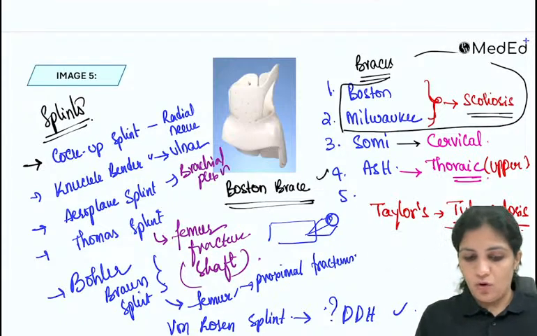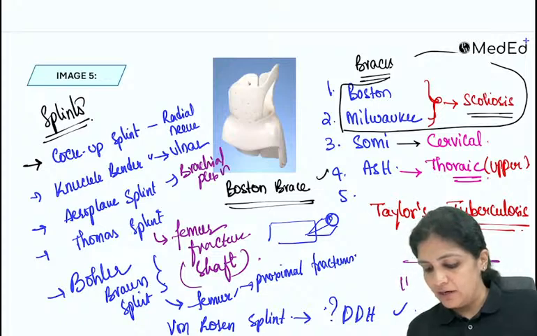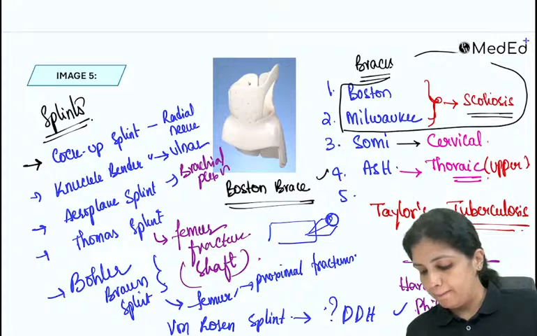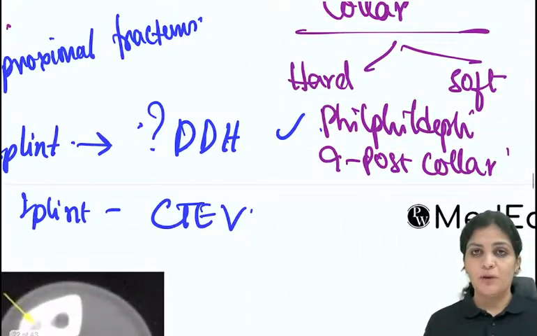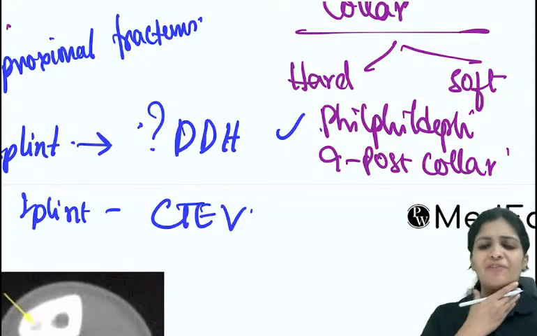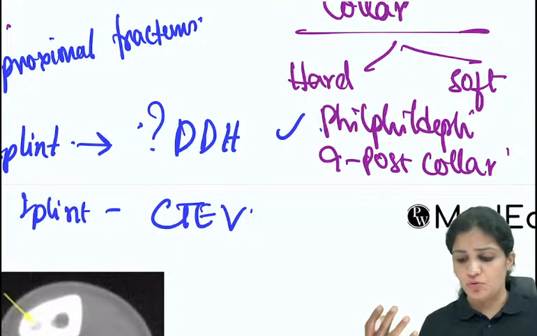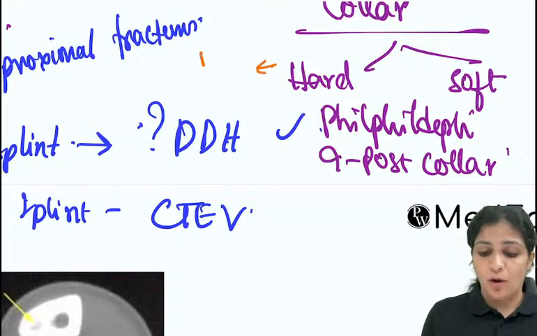Then coming to the collars. So collar we have two. One is hard collar first, and then we have the soft collar. Then we have the Philadelphia collar. Then we have four-post collar. Right? So these are the collars. We have the hard collar, the soft one, the Philadelphia collar, and the four-post collar. Everything is for cervical only here. Nothing more to remember.